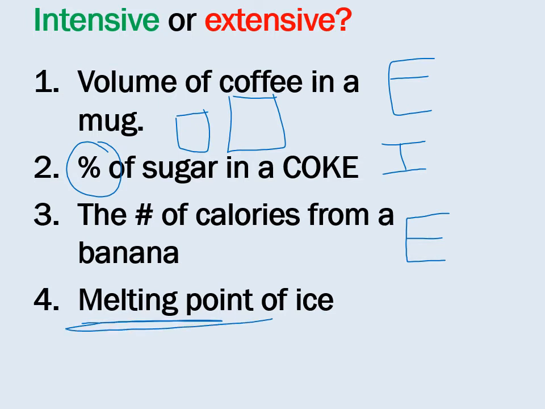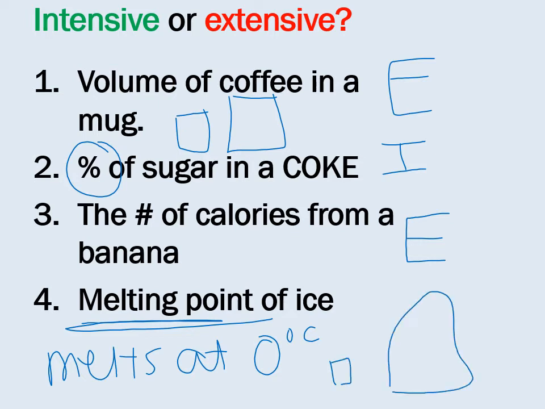And then the melting point of ice. So all ice melts at 0 degrees Celsius. That's when it goes to a liquid. And that doesn't matter if it's an ice cube or an iceberg. Ice melts at 0 degrees Celsius. And so that is an intensive property because it's the same whether it's an ice cube or an iceberg.